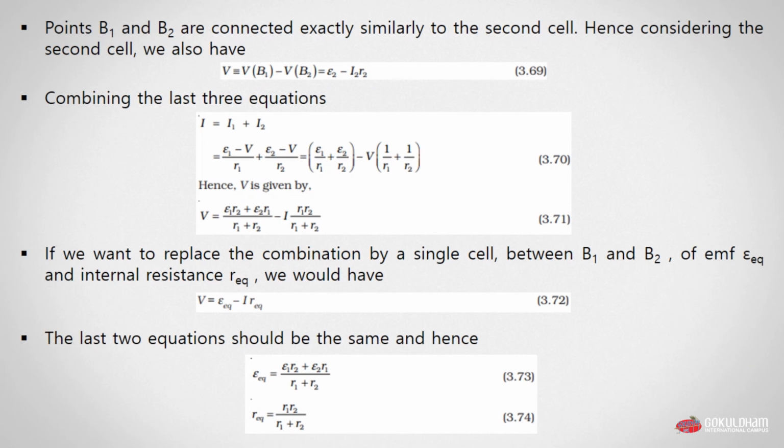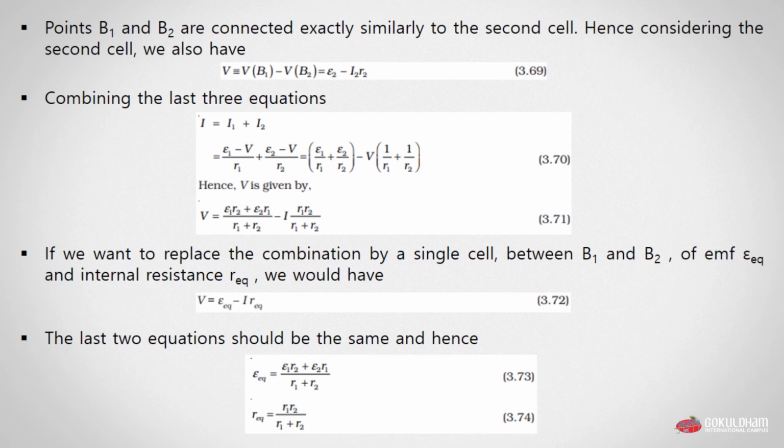Points B1 and B2 are connected exactly similarly to the second cell, and hence considering the second cell we also have V equal to VB1 minus VB2, which is equal to epsilon 2 minus I2 R2, which is our equation 3.69. Now combining equations 3.67, 3.68 and 3.69, we get I is equal to I1 plus I2, which is equal to, for I1, epsilon 1 minus V divided by R1, and for I2, epsilon 2 minus V divided by R2.